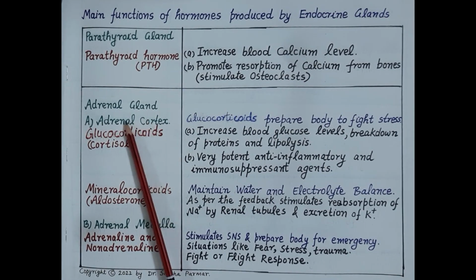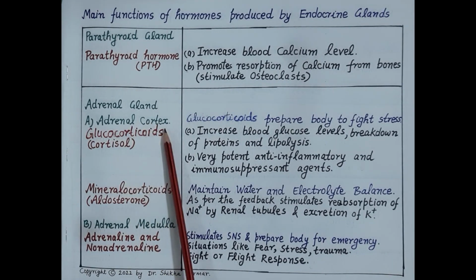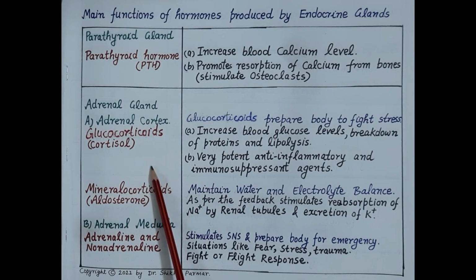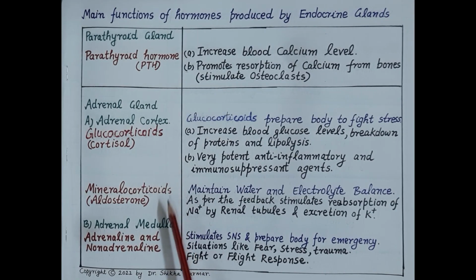Now the next endocrine gland is the adrenal gland. Now this gland is composed of two parts. Outer part is the adrenal cortex and the inner part is the adrenal medulla. Now let's first talk about the hormones which are released by the adrenal cortex. Adrenal cortex produces three types of steroidal hormones, namely glucocorticoids, mineralocorticoids and sex hormones. Sex hormones are produced in insignificant amounts, so we are not going to discuss them here.